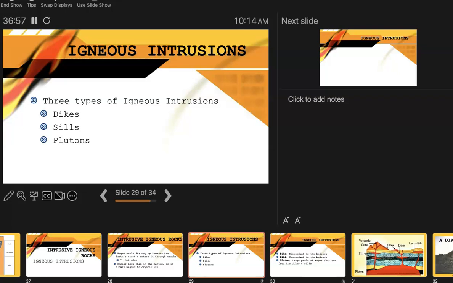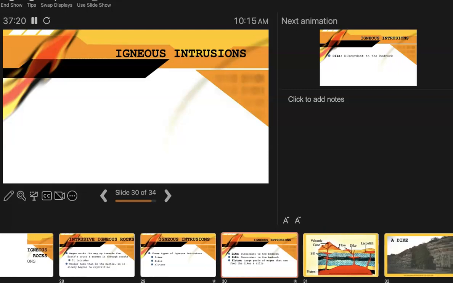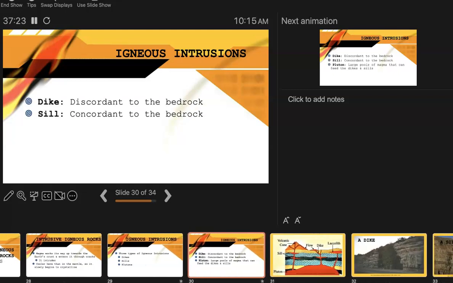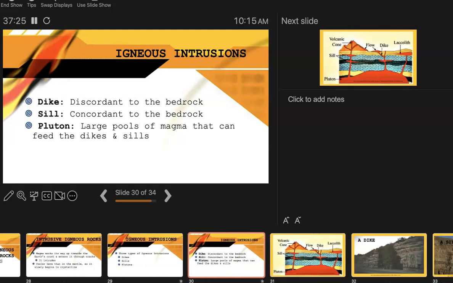Now, you may be wondering why I said two things. I do see the word pluton there. Pluton is just a fancy word for that pool of magma that we started with. All right, you do want to know that word, but it's not really an intrusion. So that pluton is the pool of magma. So dikes and sills. Dikes and sills.